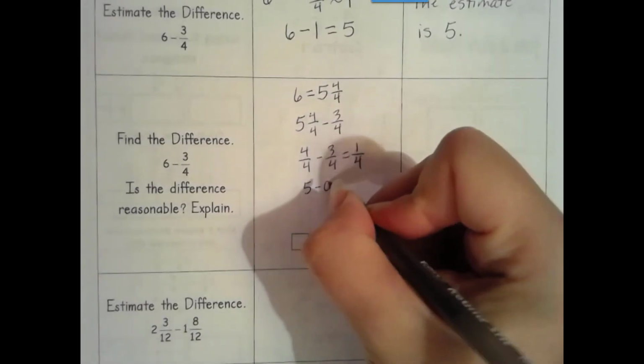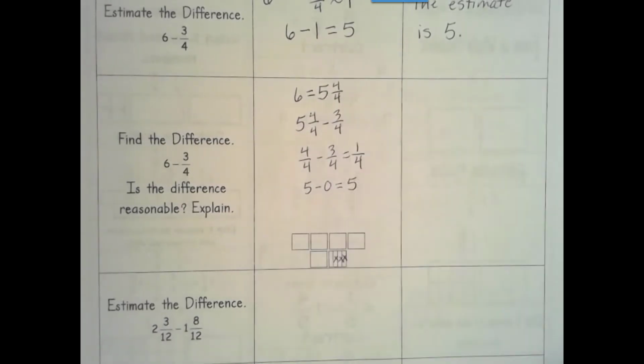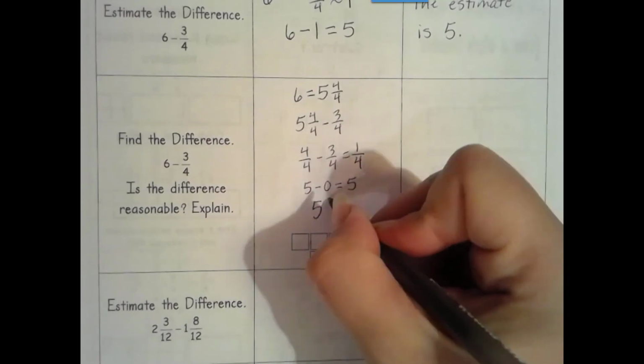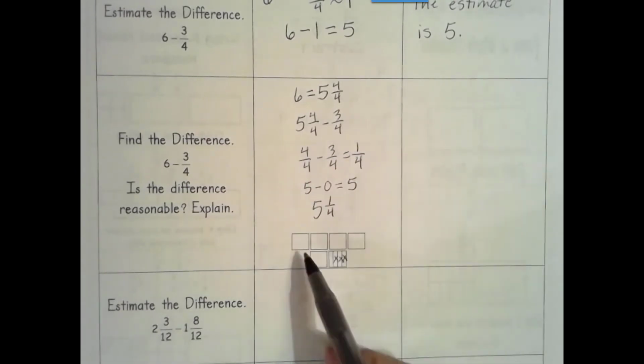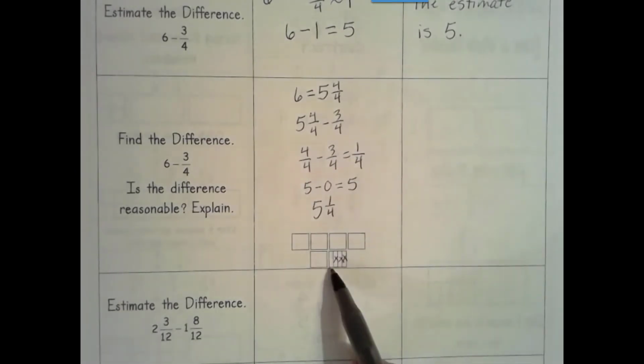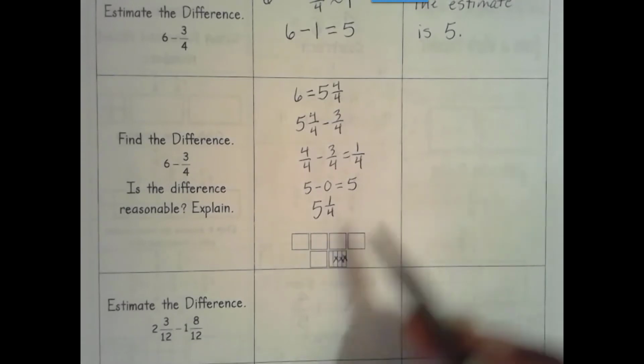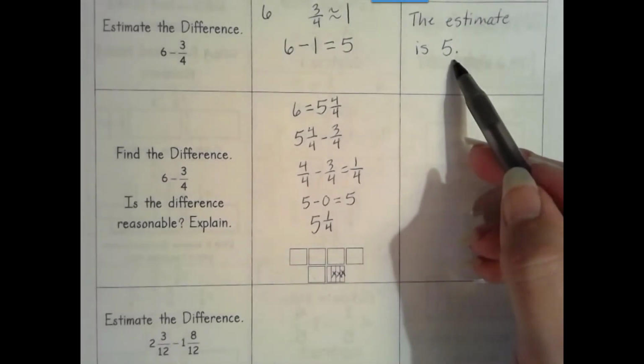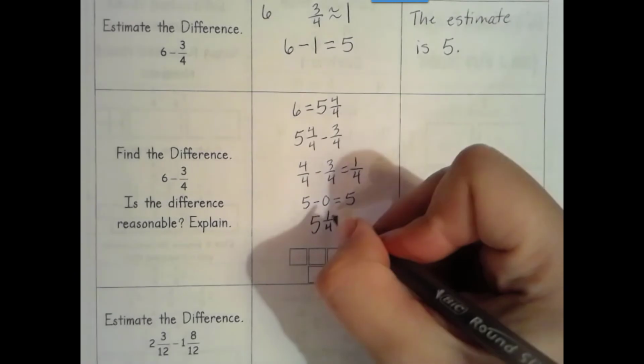5 take away 0 is 5. So I bring my whole number and my fraction together. I have 1, 2, 3, 4, 5 and 1/4. Is that close to my estimate of 5? Very close. So it is reasonable.